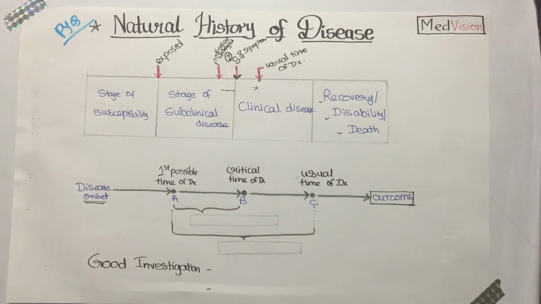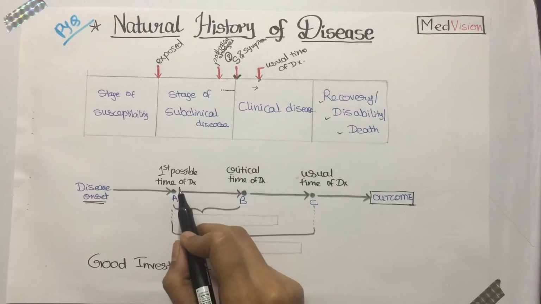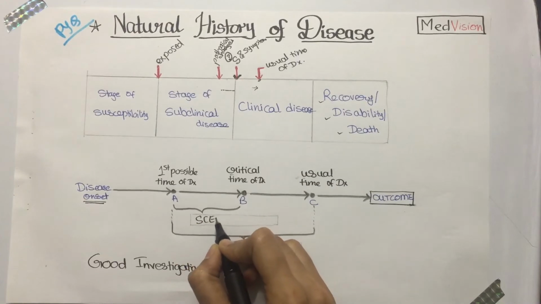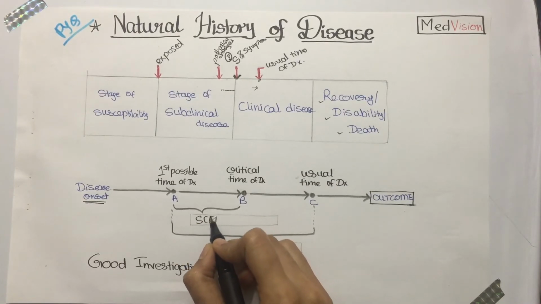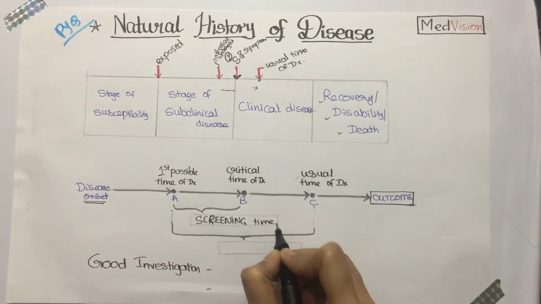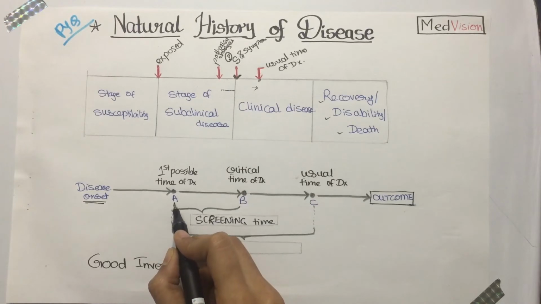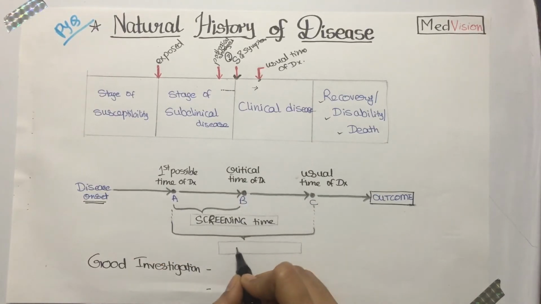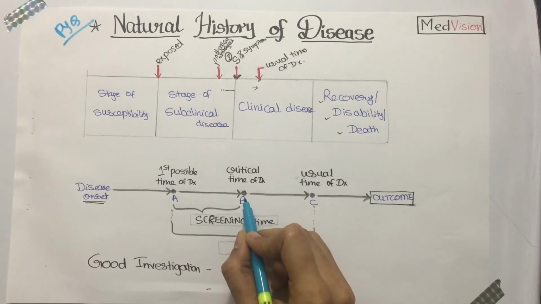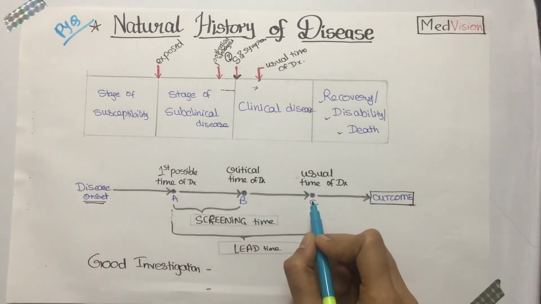Now the period between A and B, that is the first possible time of diagnosis and the critical time of diagnosis, is the screening time. And the time between the first possible time of diagnosis and the usual time of diagnosis is the lead time. The trick to remember this is that both these times start from the first possible time of diagnosis. Only the end point is different. It can be the critical time or the usual time.